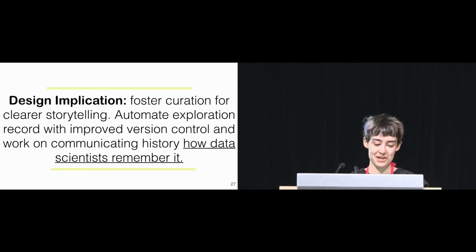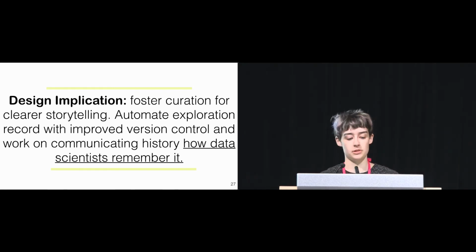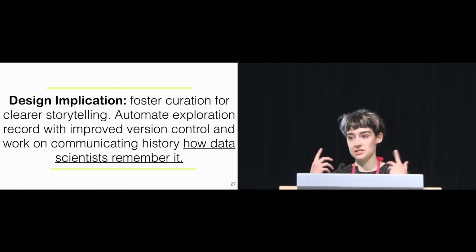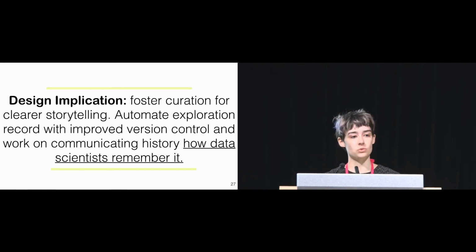So there's a lot more discussion of this design area in the paper, which I invite you to look at. But the main takeaway from this is that we'd like to foster curation for cleaner stories so that it's more clear to tell what your analysis is. But we'd also like better ways to automate exploration record so that people have all this history available to them through improved version control tools. And we also need to work on communicating history, how data scientists remember it, which is through all these different pieces of their analysis, such as graphs, parameters, all kinds of features.